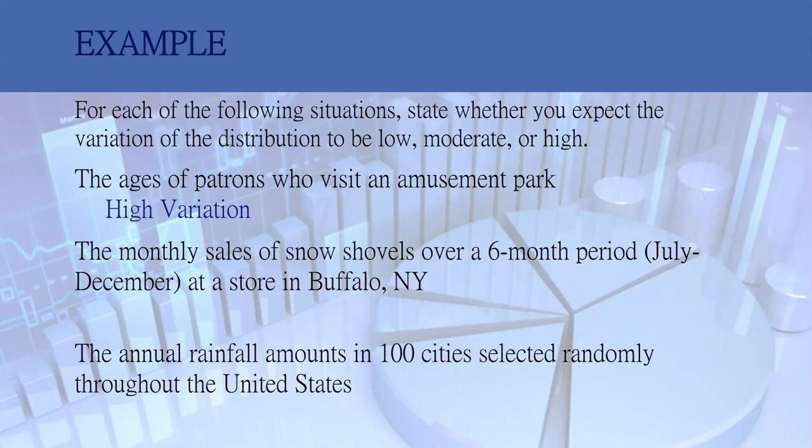For the monthly sales of snow shovels, this is probably going to be low, maybe moderate, but most people are going to be buying these in November and December, and it's all going to be kind of centralized on those 2 months. For the annual rainfall amounts in 100 cities, that's probably going to be very high because, again, you're going to have very dry cities and very wet cities, and everything is going to be spread out all in between all of that.